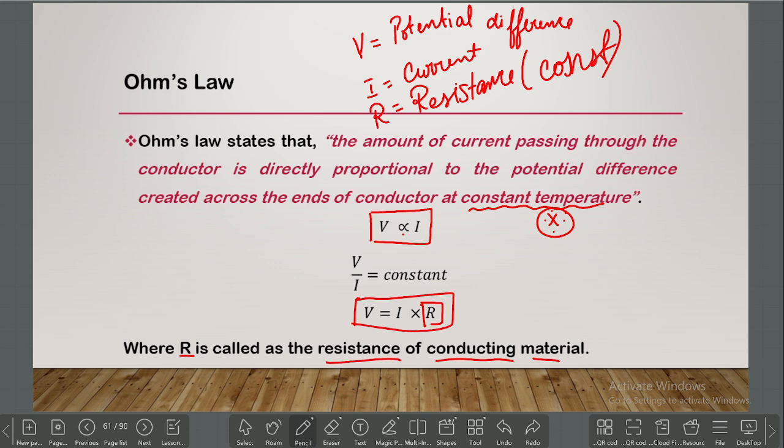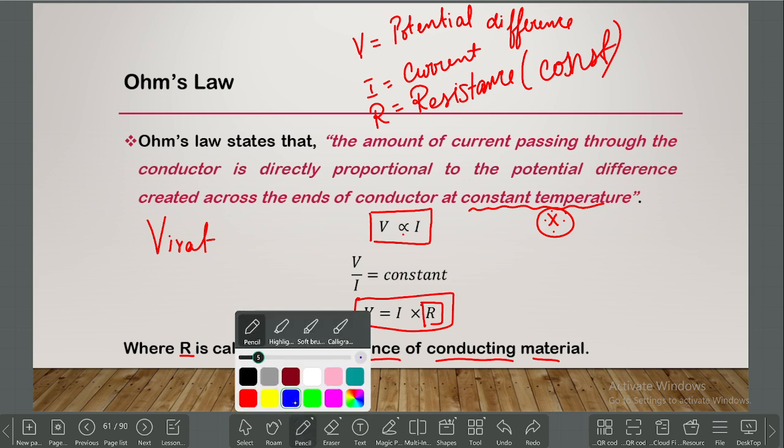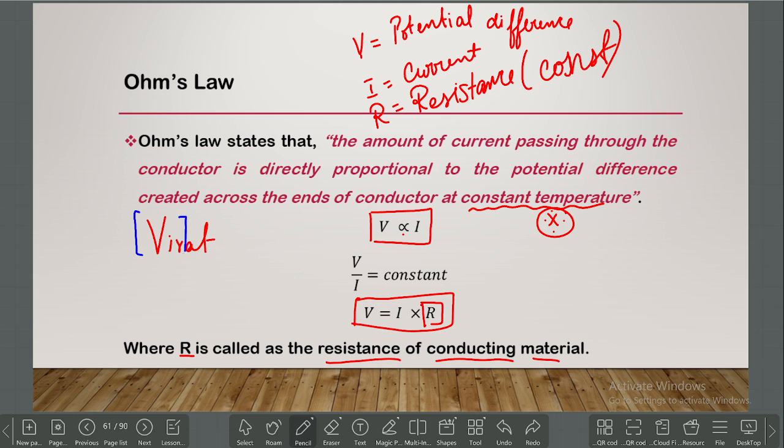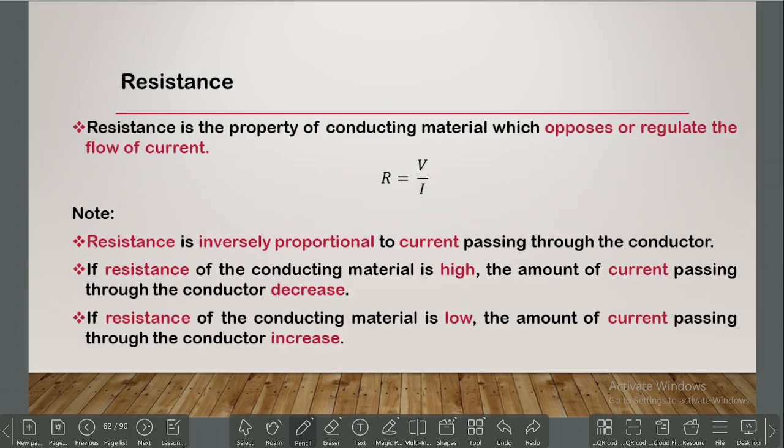Suppose you are confused about remembering this formula, we can remember the player name Virat. In that, if you take the first three letters alone, we can write it as V is equal to I into R. Here V stands for electric potential, I stands for current and R stands for resistance, where R is called the resistance of the conducting material.